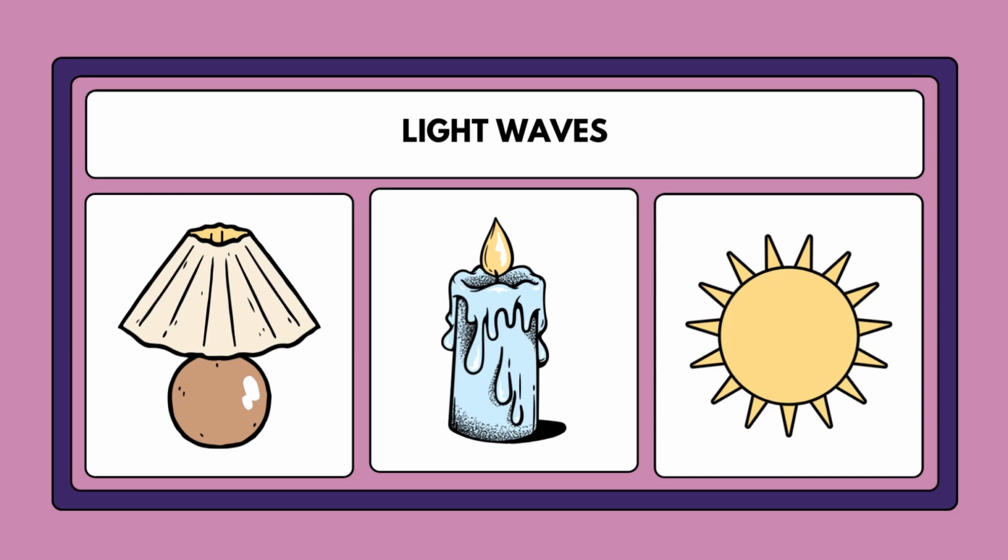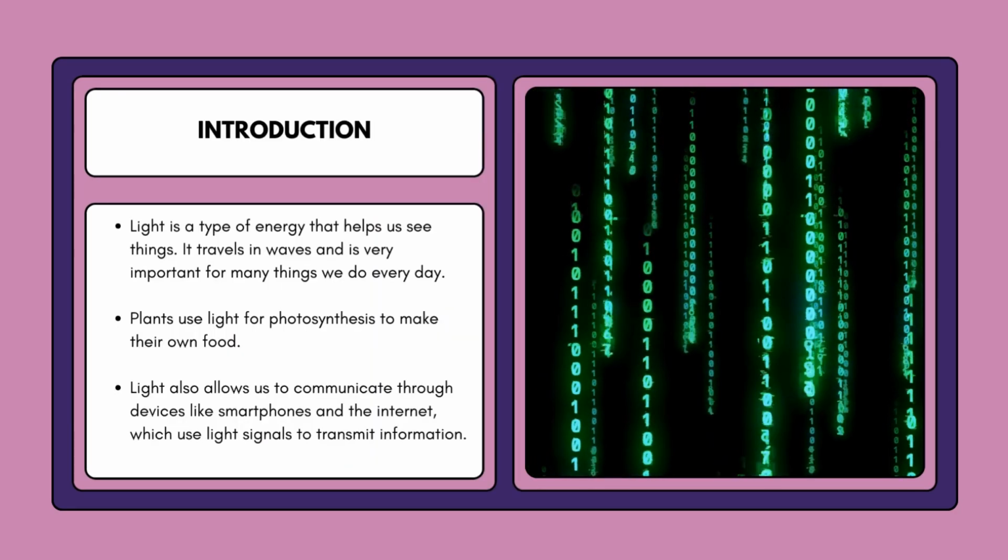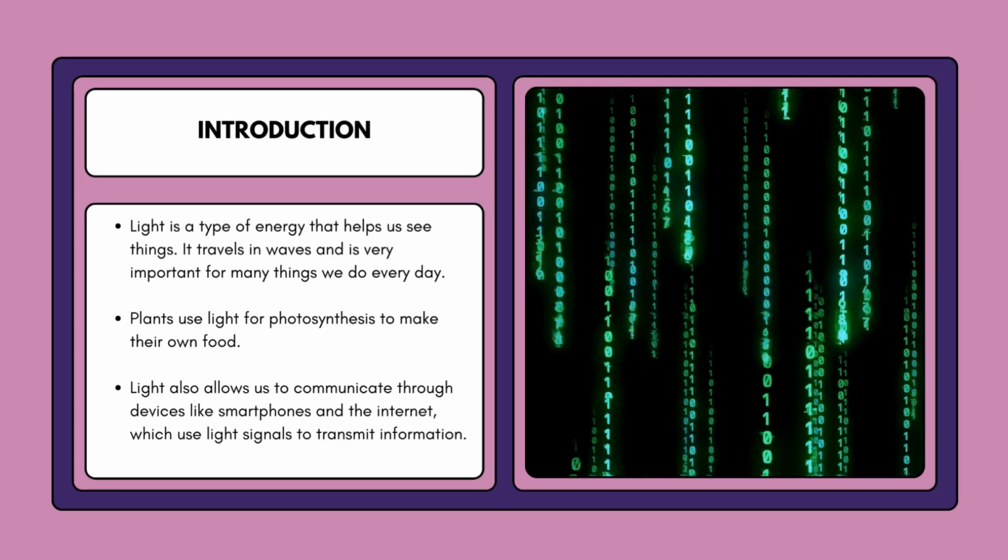The topic today we discuss is about light. First of all, introduction. Light is a type of energy that helps us to see things. It travels in waves and is very important for many things we do every day. As you know, plants use light for photosynthesis to make their own food.